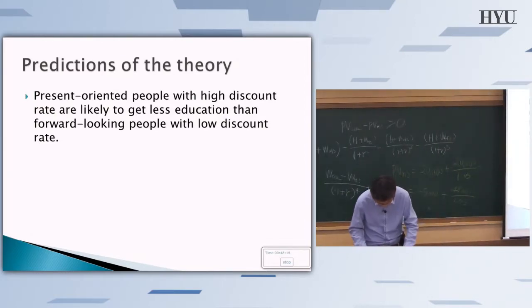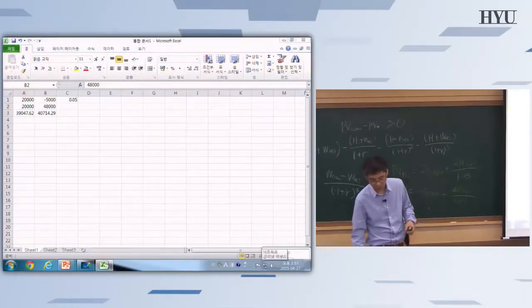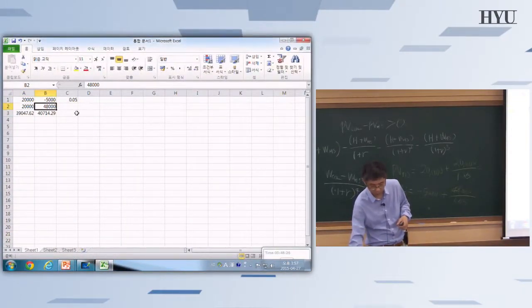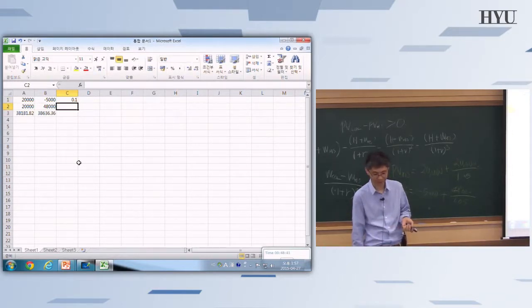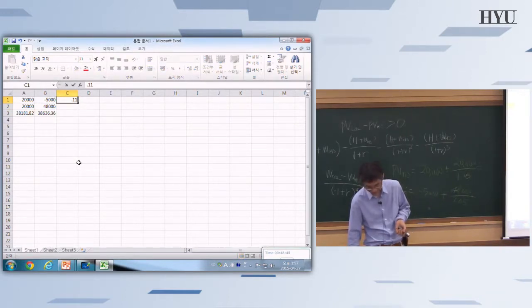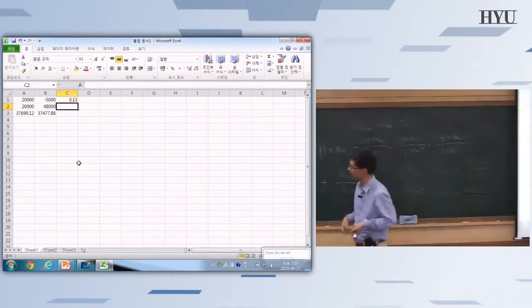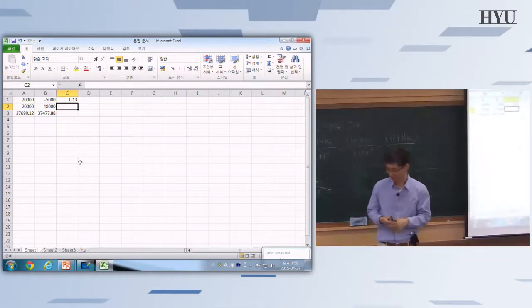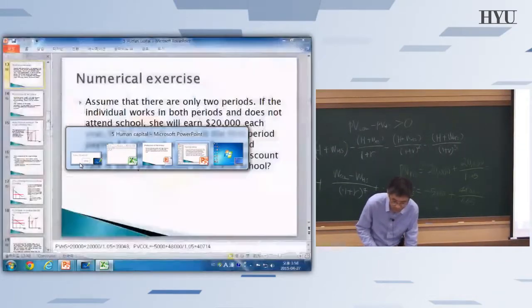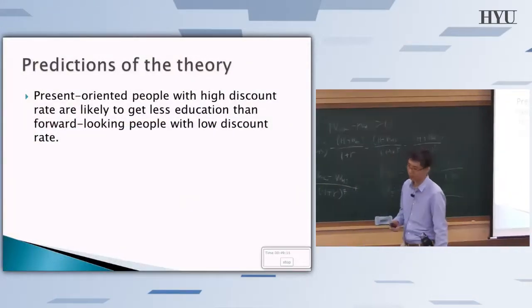In our example, if we increase the discount rate from 0.05 to, let's say, 0.07, then still go to school. 0.08, 0.1, still. 0.12, same. That's surprising. 0.13, okay? 0.12 is kind of the threshold. So you see, as you increase the discount rate, people are less likely to go to university.